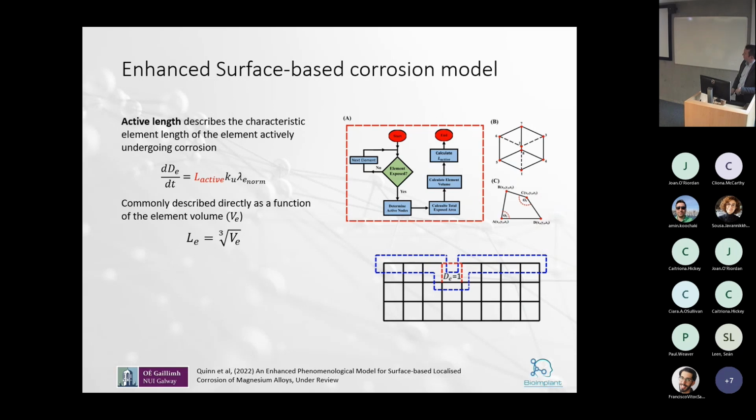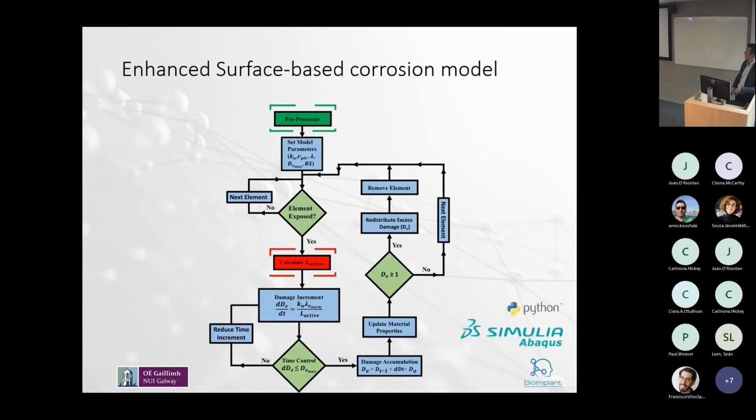Our L active term then is the characteristic element length. Previously, models used to just estimate this based on a cubic element. So you would see this LE term here, which is just a characteristic length based on the cubed root of the volume of the element. But we found that gave problems. So our implementation essentially works out the actual element geometry and works out the characteristic length based on the direction of corrosion in that particular direction.